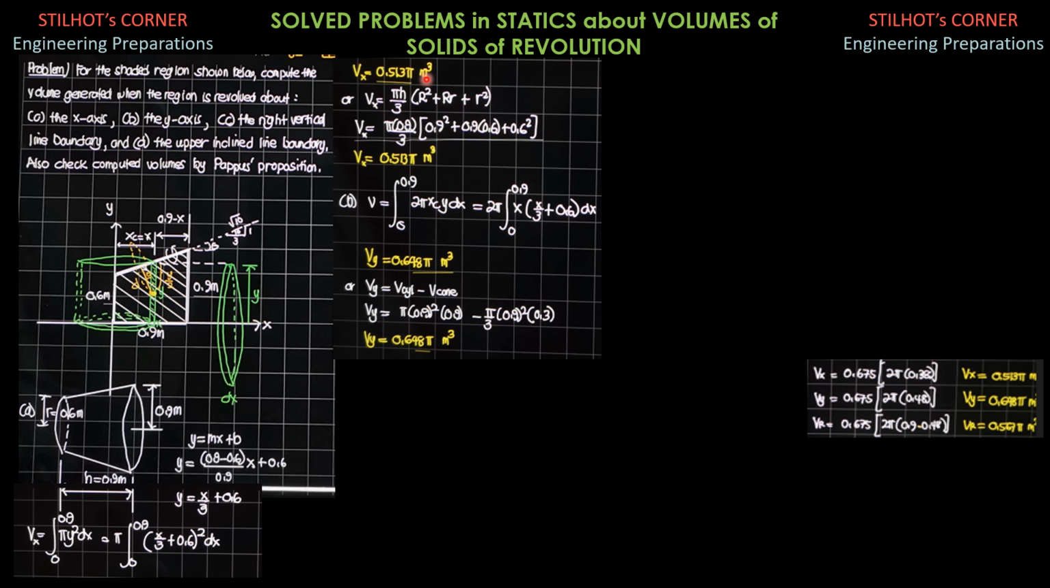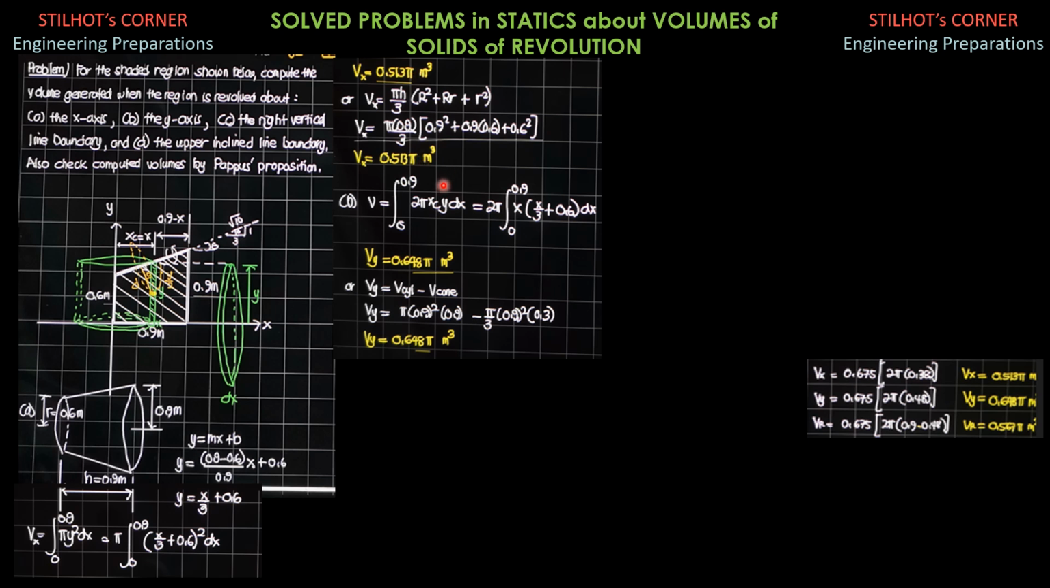Then since we anticipated that the generated volume is a frustum, the volume of a frustum is pi altitude over 3 quantity big radius squared plus big radius times small radius plus small radius squared, where the big radius is 0.9, the small radius is 0.6, and the height is 0.9. So substitute: pi times 0.9 over 3 quantity 0.9 squared plus 0.9 times 0.6 plus 0.6 squared, in terms of pi. So Vx is equal to 0.513 pi cubic meter.